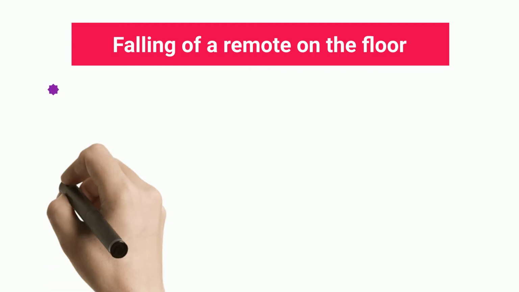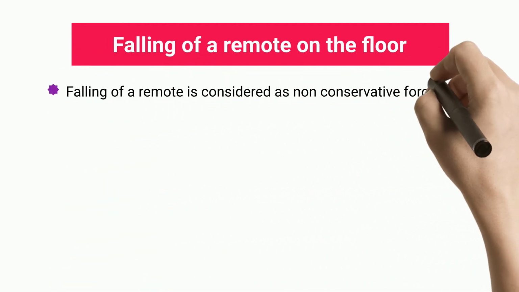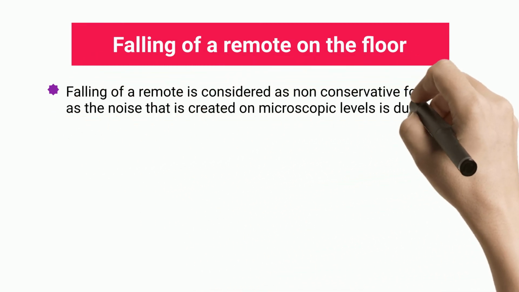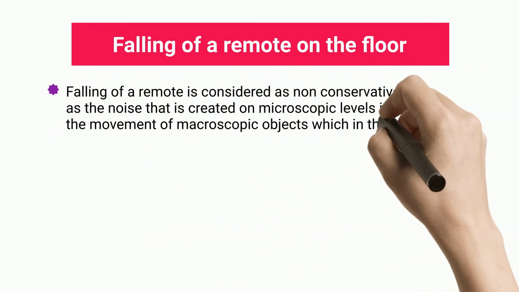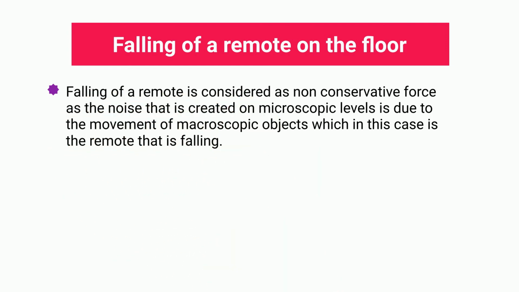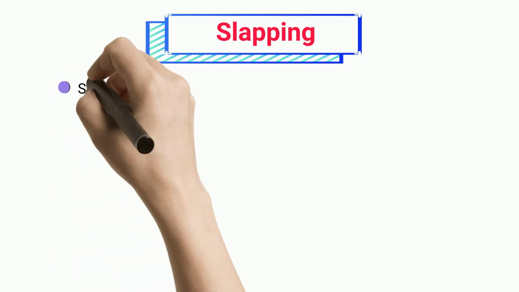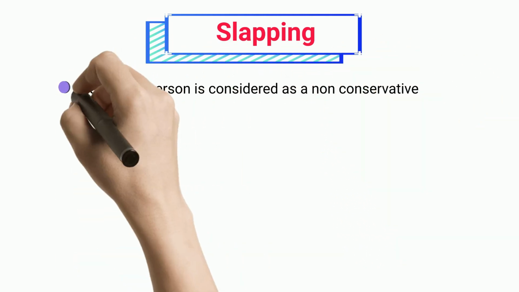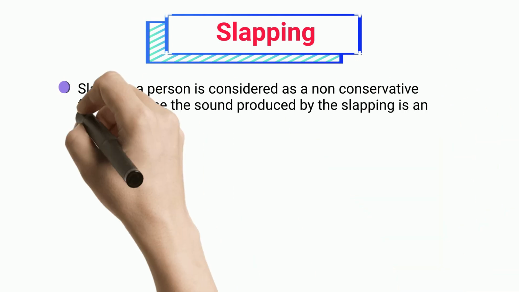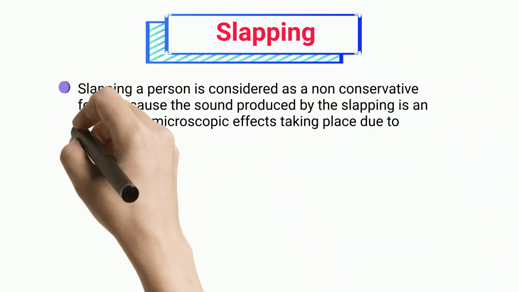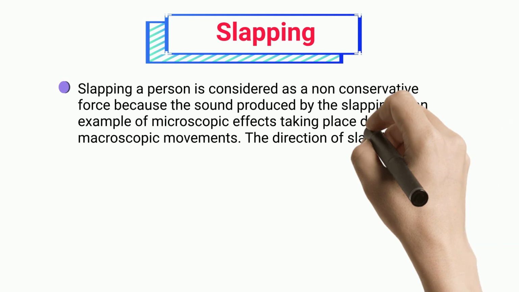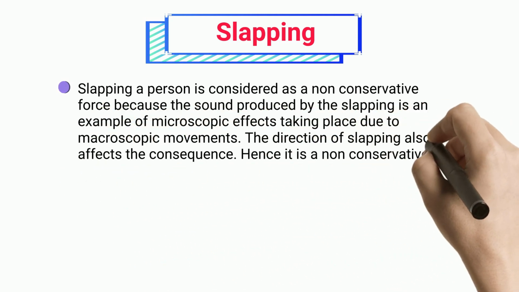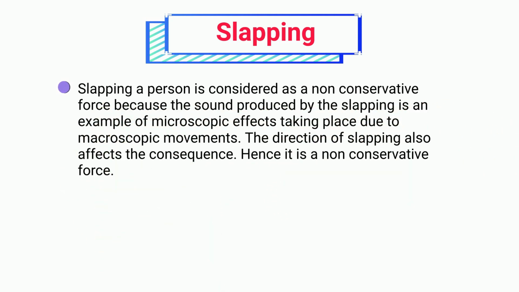Falling of a remote on the floor. Falling of a remote is considered a non-conservative force, as the noise that is created on microscopic levels is due to the movement of macroscopic objects, which in this case is the remote that is falling. Slapping. Slapping a person is considered a non-conservative force because the sound produced by the slapping is an example of microscopic effects taking place due to macroscopic movements. The direction of slapping also affects the consequence. Hence it is a non-conservative force.